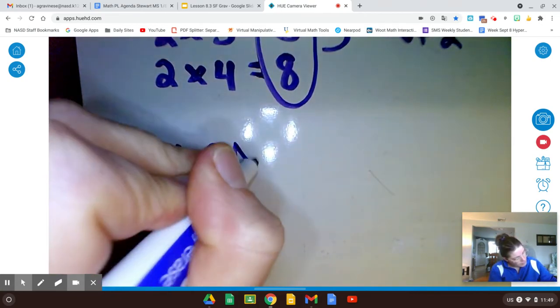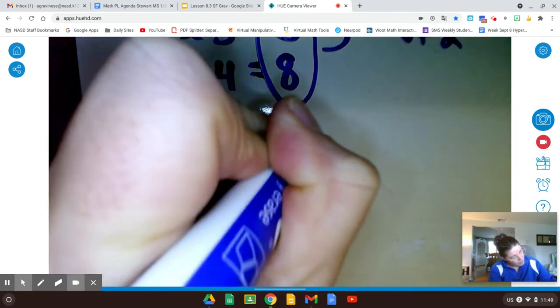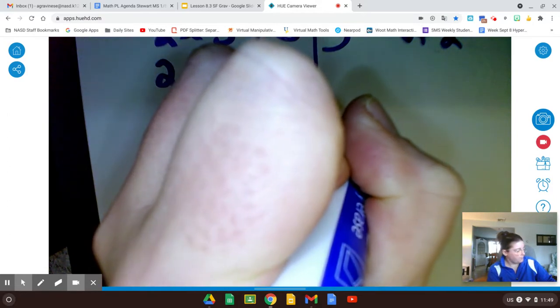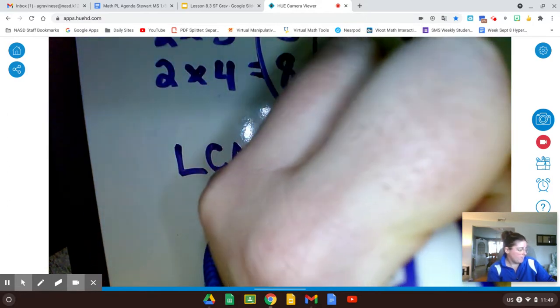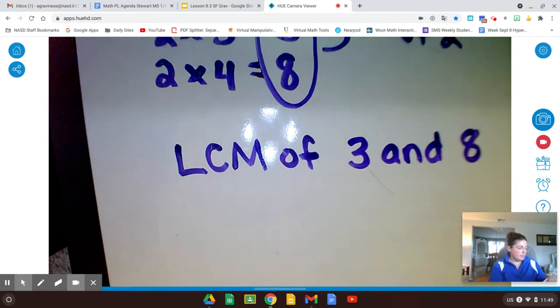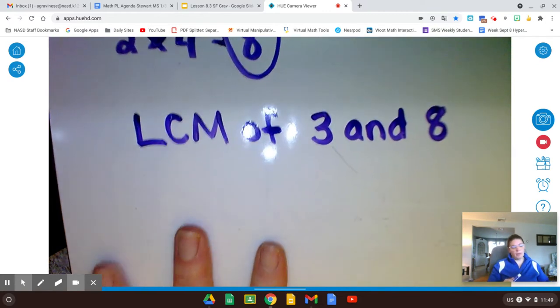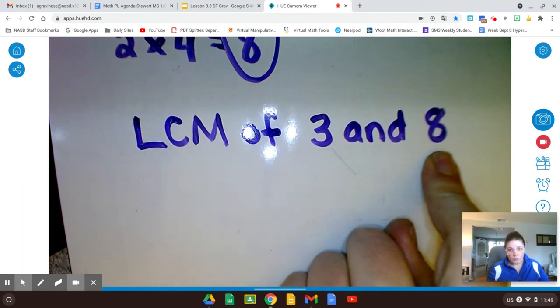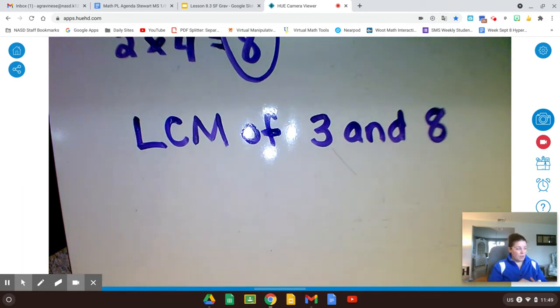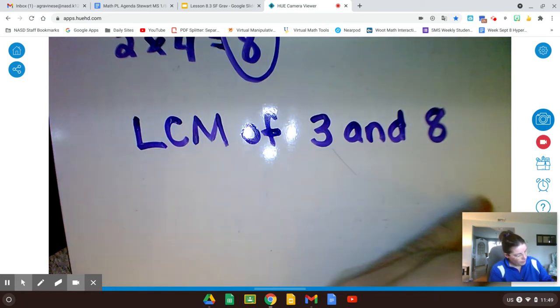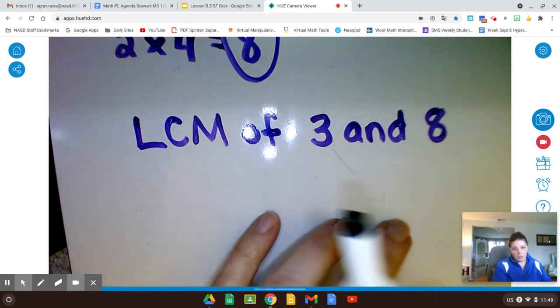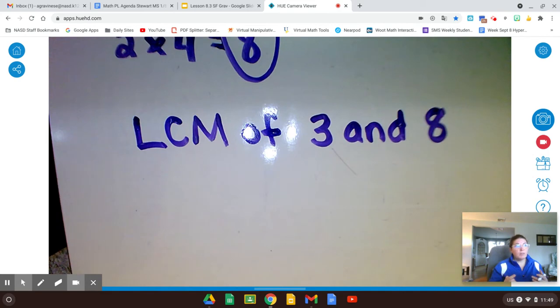Let's find the least common multiple of 3 and 8. Okay, so now I want to look at multiples of 3 again and multiples of 8. I'm going to set up my table. I really like using a table because it's organized and because it will help you when we work with fractions, and next year in 6th grade when you work with something called ratios.